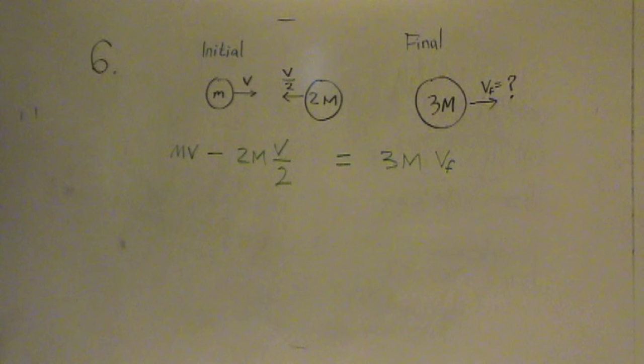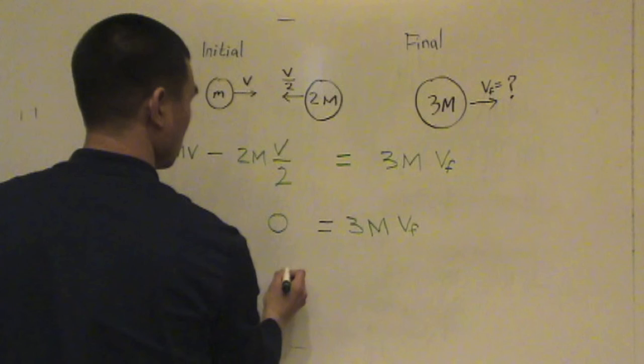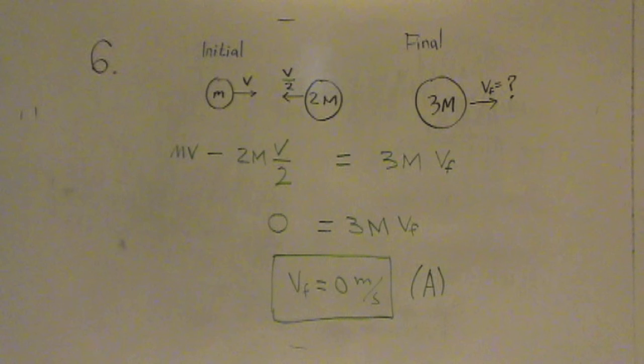In this case, the equation sets up like this. When we do the math, the left side, the initial condition, actually comes out to be 0. So the only way the final condition can be 0 too is that the final velocity is 0, and the answer is A. Number 7 is a torque problem.